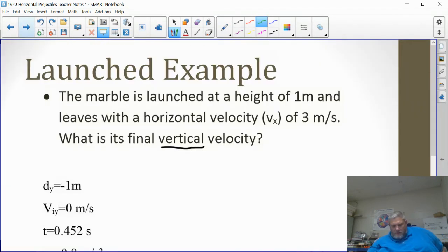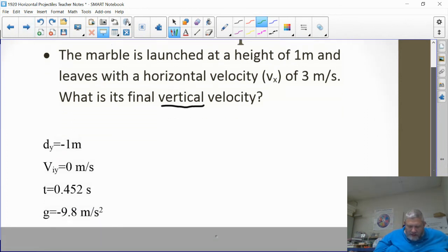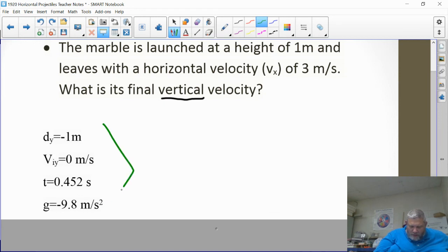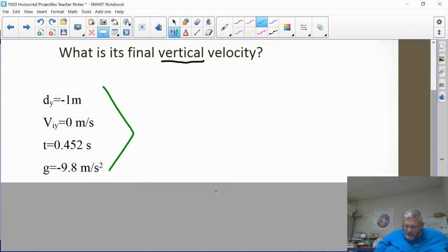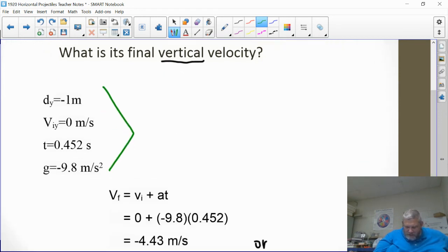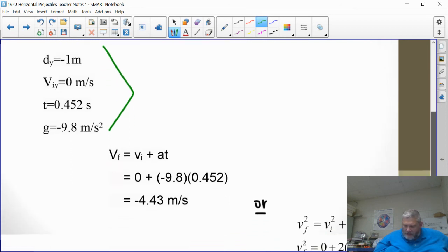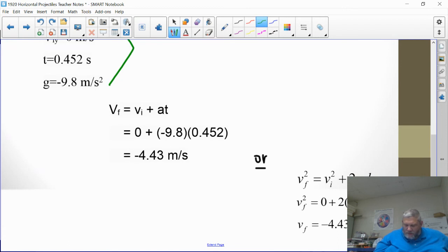So we want to find the vertical velocity. We've already done this. Again, we know all of this information. We can use any of our equations. We can use Vf equals Vi plus at, and we get negative 4.43 meters per second. Or we can use that other one. We got the same one either way. And so that would be my final vertical velocity. That's my Vfy. Vfy is negative 4.43.